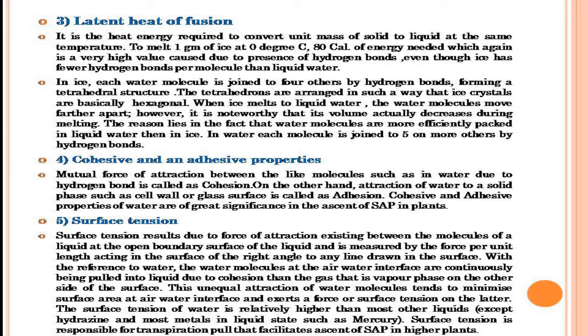Next physical property is surface tension. Surface tension results due to force of attraction existing between the molecules of a liquid at the open boundary surface of the liquid and is measured by force per unit length. Got it? That surface tension is also higher in water, and surface tension gives transpiration pull and facilitates ascent of sap in higher plants. Due to this particular surface tension, water column in the xylem tissues may rise from meters to hundreds of meters.